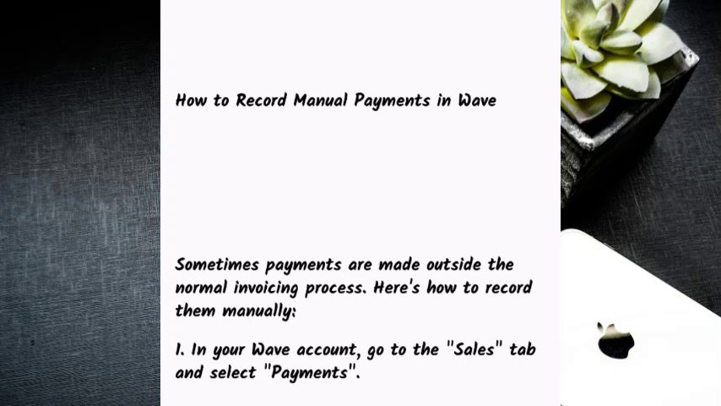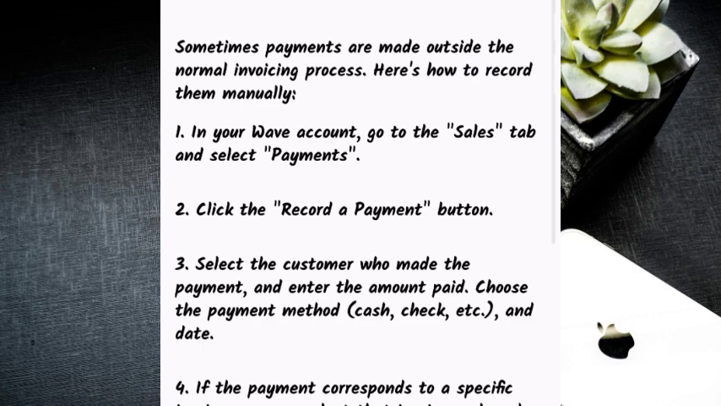In today's video, let's talk about how to record manual payments in Wave. Now, sometimes payments are made outside the normal invoicing process, and here I'm going to show you how to record them manually. First, in your Wave account, you want to go to the Sales tab, and then you're going to select Payments. Once that's done, click the Record a Payment button.